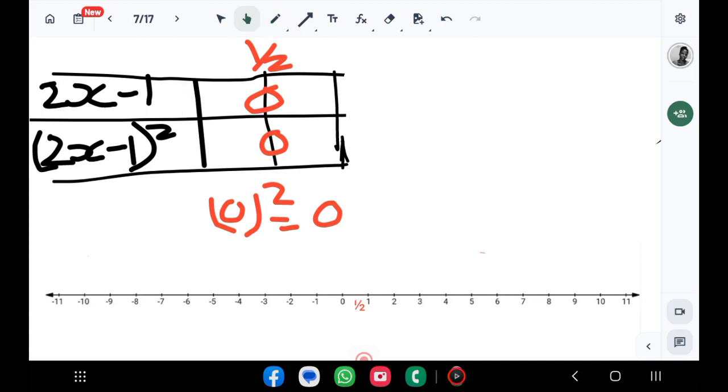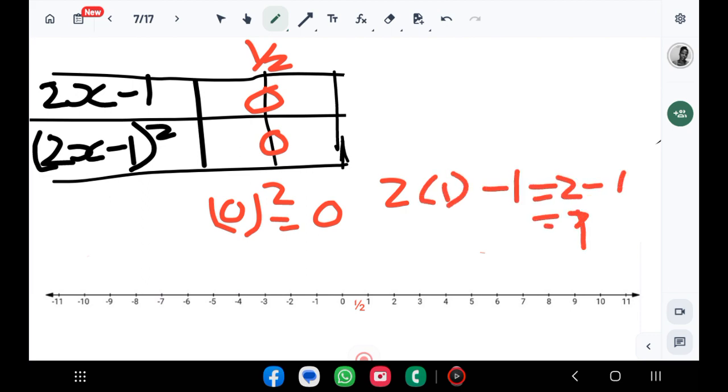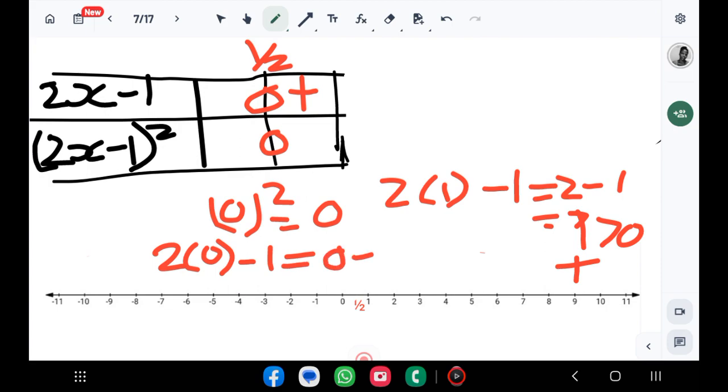All right. Now, what happens to the right of half? What happens when you substitute a number that is bigger than half? 1, for example. 2 times 1 minus 1 is equal to 2 minus 1, which is equal to 1, which is positive. So it's positive to the right of half. To the left of half, let's say, for example, put 0. 2 times 0, which is less than half, minus 1 equals 0 minus 1, which is equal to negative 1, which is negative. So it is negative to the left of half.